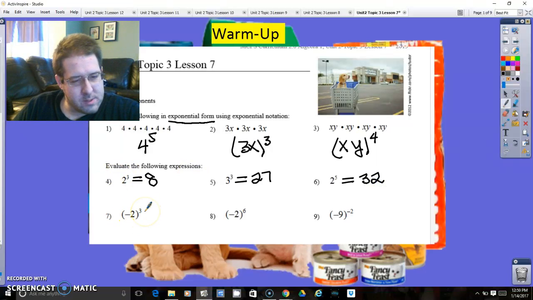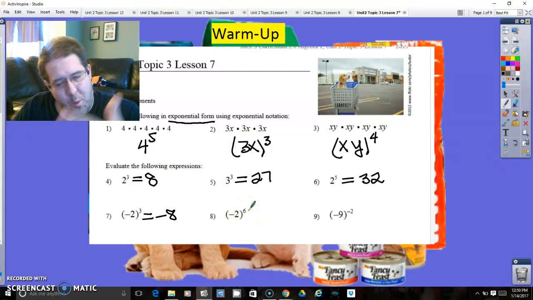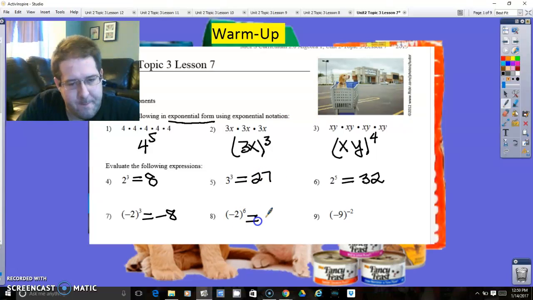Negative 2 to the 3rd power, so negative times a negative is a positive, so that's positive 4 times a negative again would be negative 8. And negative 2, 4, negative 8, 16, negative 32, positive 64.